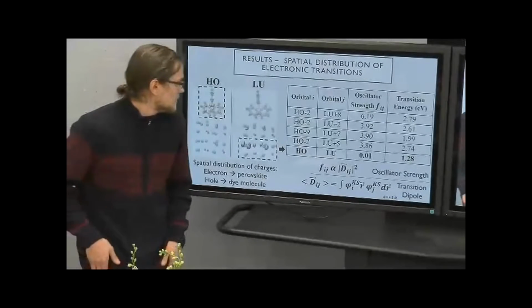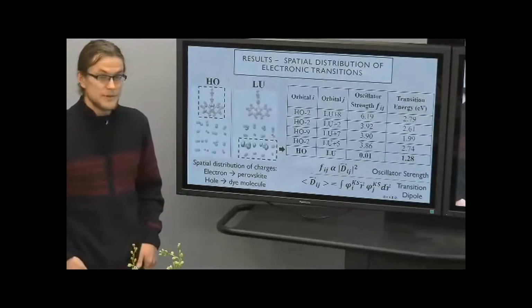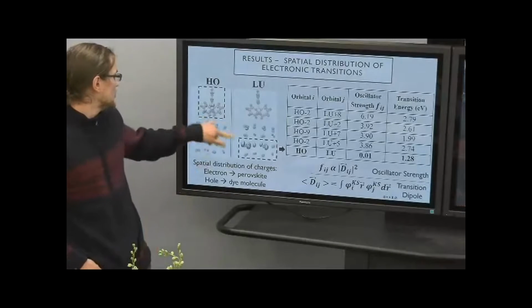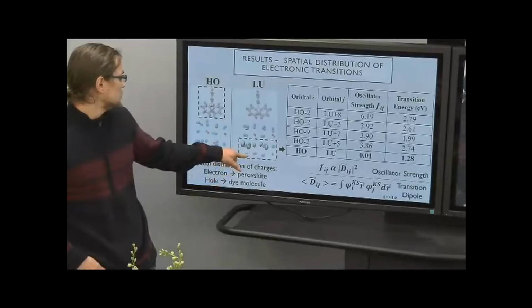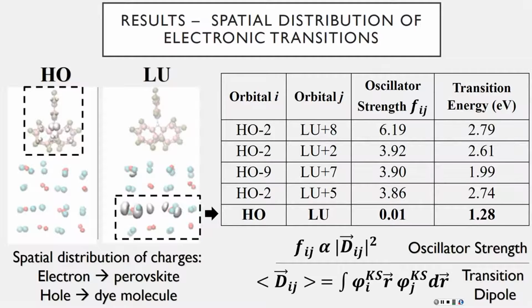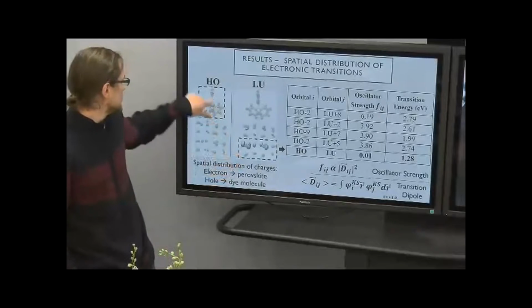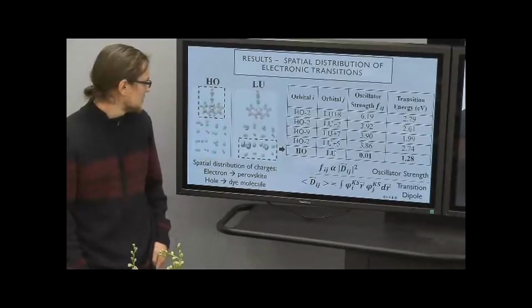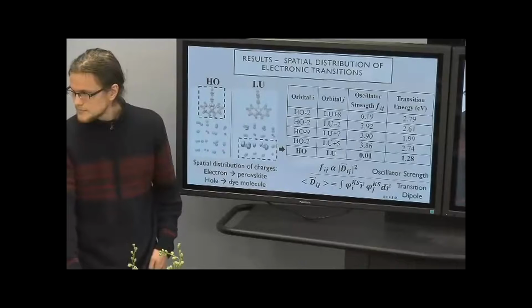But then, if we look at states that do produce spatial separation of charges, like our HOMO and LUMO state here, where the electron would reside on the perovskite and the hole would reside on the HOMO, we do get charge separation there, but it has a very low probability of occurring because there's not much spatial overlap between the orbitals. They're on different sides of the materials, basically.